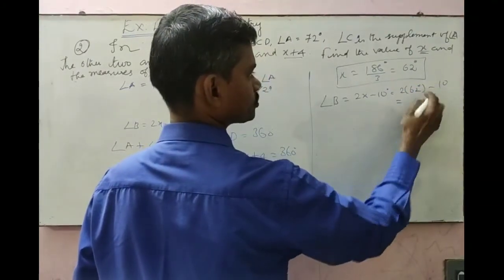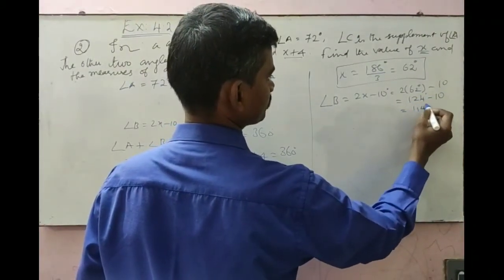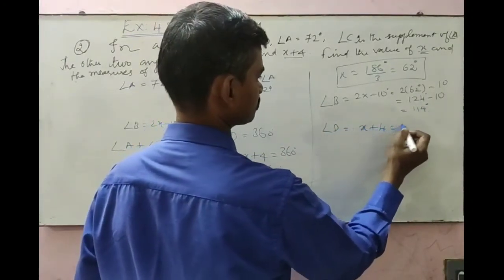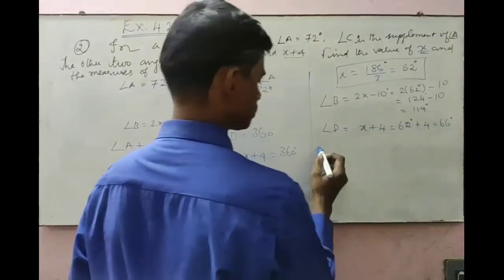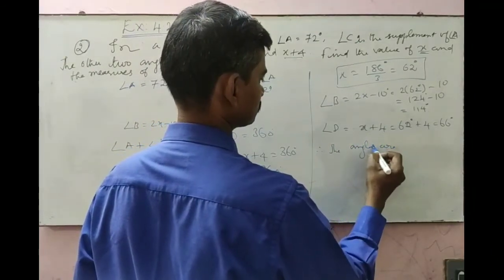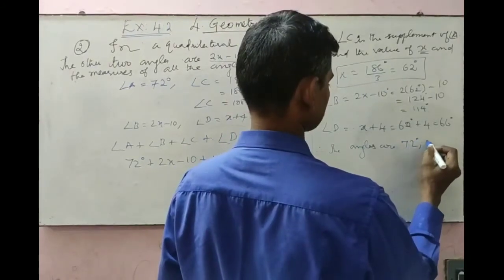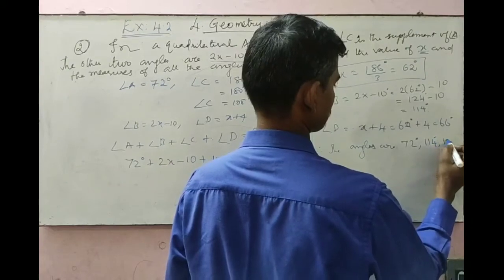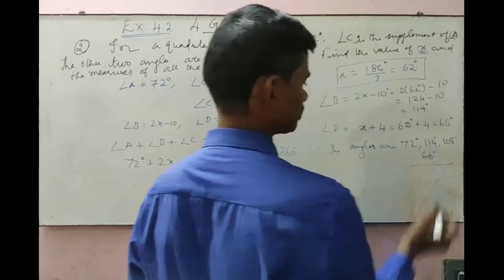2 into 62 gives 124, minus 10, that is 114 degree. Like that, angle D is equal to x plus 4, that is 62 plus 4, which is equal to 66. Therefore, what are the 4 angles? The first one is 72 degree, and B is 114, C is 108, D is 66. So these are the 4 angles.